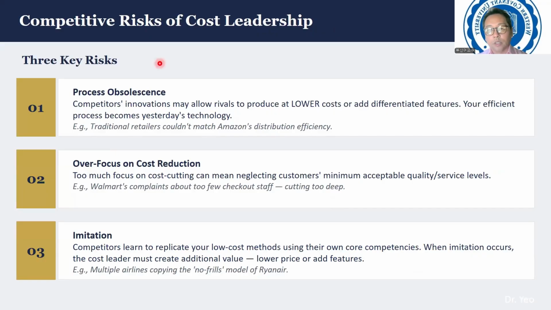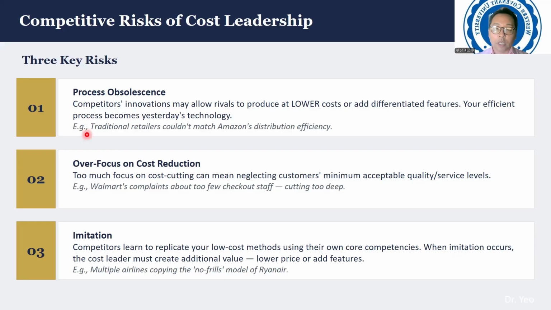And cost leadership is powerful, but it's not risk-free. Let's talk about the three major risks. Risk one is process obsolescence. Technology can completely undermine your cost advantage overnight. If a competitor develops a new manufacturing technology that's dramatically cheaper, your entire efficient process suddenly becomes irrelevant. This happened to many manufacturing firms when Chinese factories achieved much lower labor costs. Your efficiency is always relative to what's currently possible.